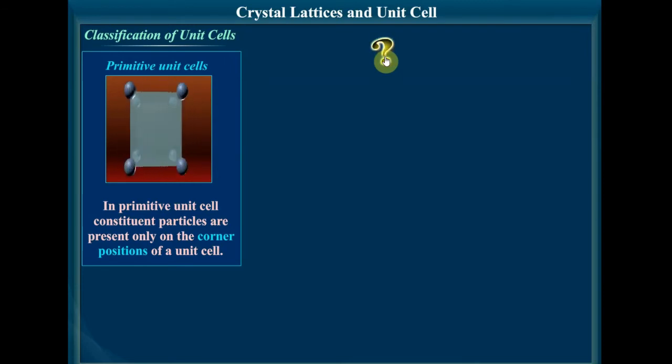The first one is the simple unit cell or primitive unit cell. Remember, once again, the smallest part of a crystal is called the unit cell, and of that smallest part there are different types. The first one is the primitive unit cell or simple unit cell. A unit cell having lattice points only at the corners is called a simple, primitive, or basic unit cell. So in a primitive unit cell, constituent particles are present only on the corner positions of the unit cell.